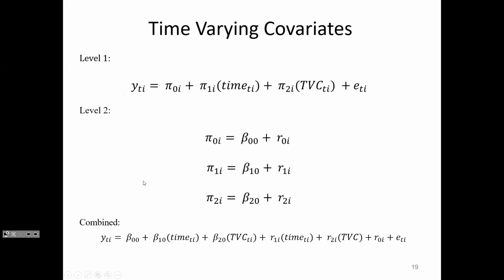So let's talk about time varying covariates. Remember, in our level 1 model for a longitudinal model, we have time as a level 1 predictor, right? We talked about a lot of different ways that it could be.